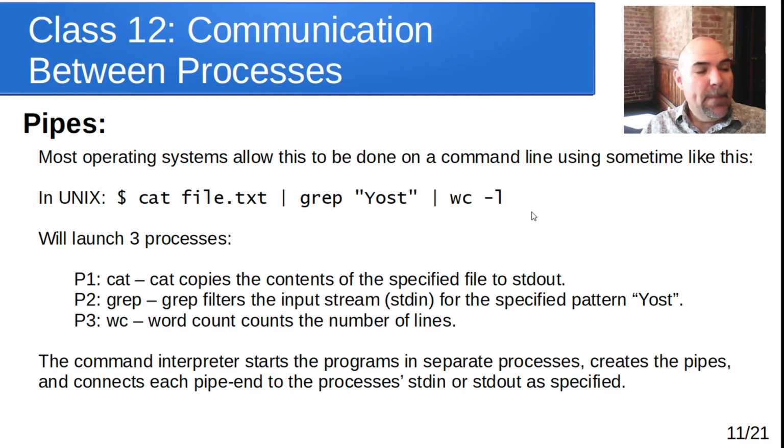Or we could use it to count the number of lines that have Monday classes by putting Monday in here. That's how many Monday classes there are in the list. So it allows you to do things that would otherwise require programming, all on a command line, by just hooking utilities together, the output of one to the input of another. So the command line interpreter starts the programs in separate processes. It creates the pipes that link the output of one to the input of the next, and then executes all of them.